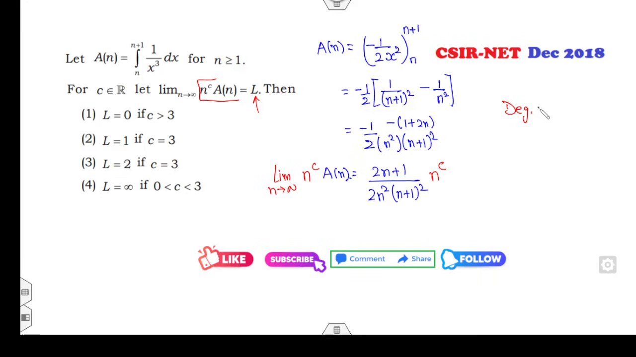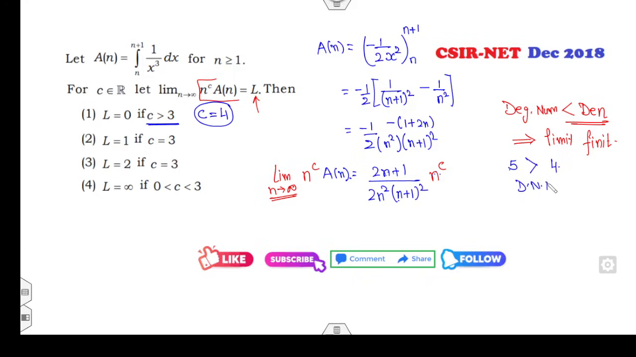First of all, the degree of the numerator as n approaches infinity. Whenever the degree of the numerator is less than the degree of the denominator, then the limit is finite. So firstly you can see c is greater than 3. So let's say c is my 4. If c is 4, what will the degree of the numerator be? 5. Degree of the denominator is 4. Whenever the degree of the numerator is greater, the limit does not exist. But he said 0.